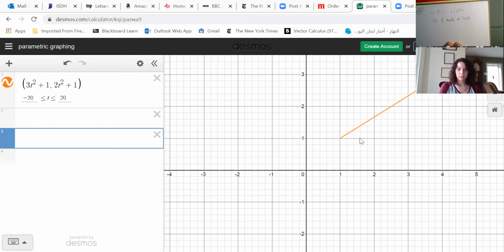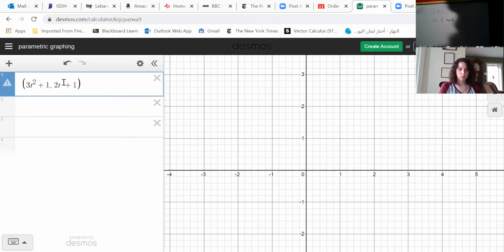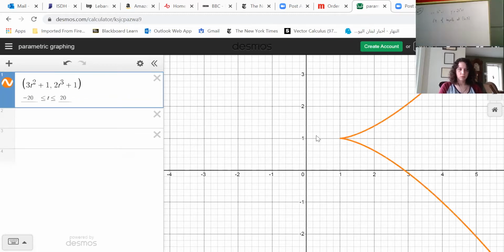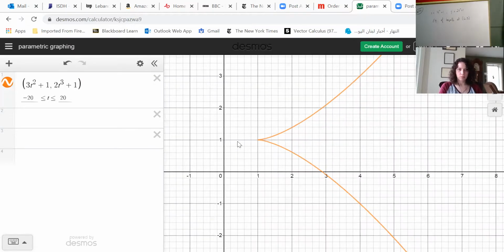Why is this not giving me what I want? Ah, sorry, y is 2t to the power 3. I was wondering what I did wrong. Okay, now it makes more sense. All right, that's the graph. What do they want me to do? They want me to find the tangent at (4, 3). So (4, 3), right there, that's the point, and they want me to find the equation of the tangent.